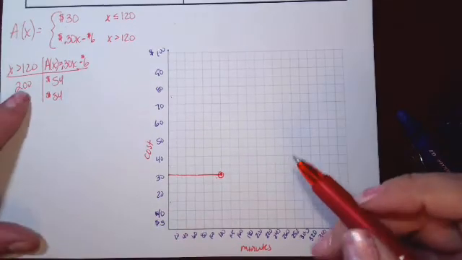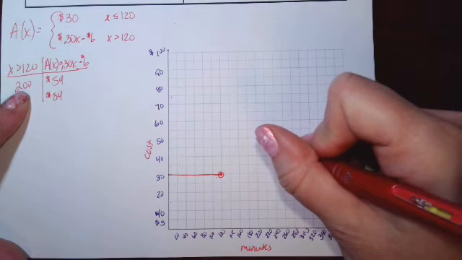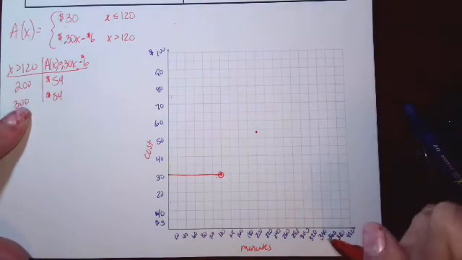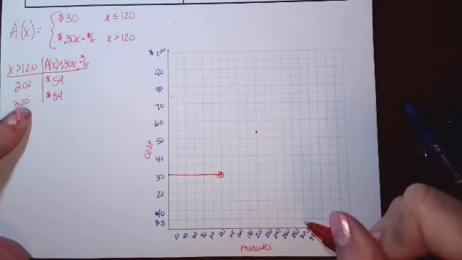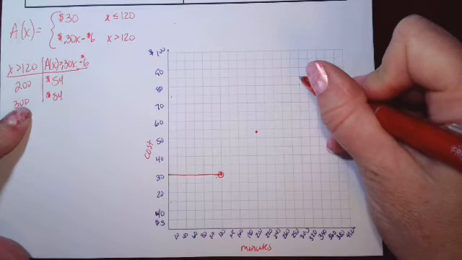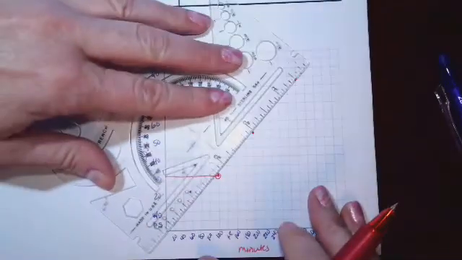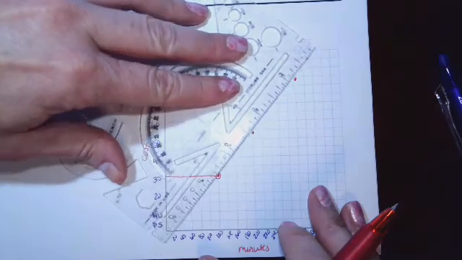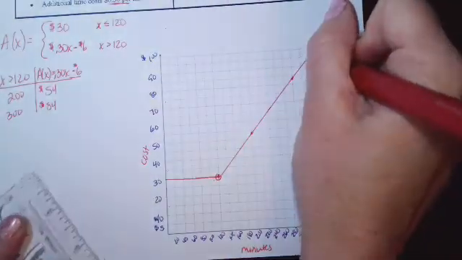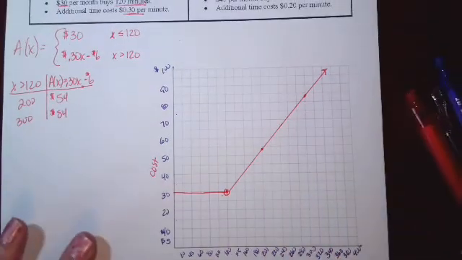If I go to 200 minutes, I'm at $54. So that's 50, that'd be 55, make that 54. If I go to 300 minutes, I'm at $84. So I go up to 80, 85 would be there, so that would be 84. So this is going to be the line that gives me the cost of plan A. So it gets more expensive the more I talk, which is just to be expected, right?